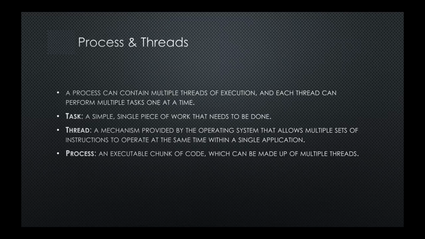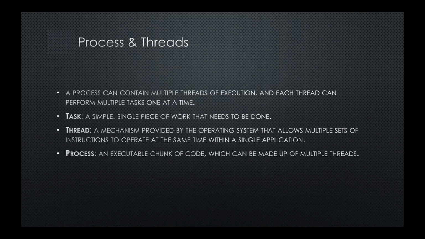When you want to do a lot of tasks at one time, you will use threads, right? So if you want to perform a lot of tasks at one time in the background, you'll put them in a background thread and it will keep happening. So we have used threads, so we know that. A process is an executable chunk of code which can be made up of multiple threads. So a process combines a lot of threads.